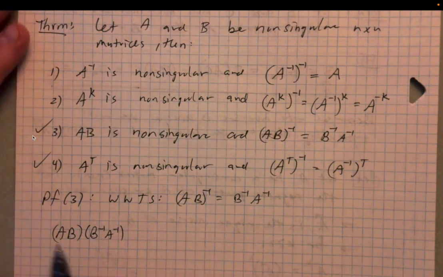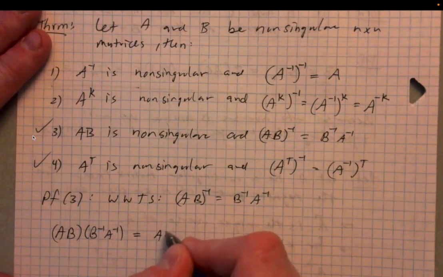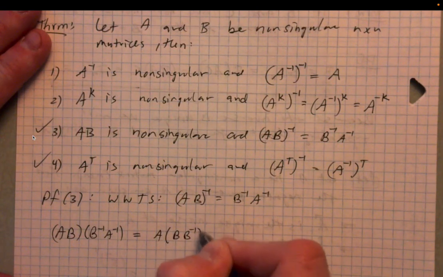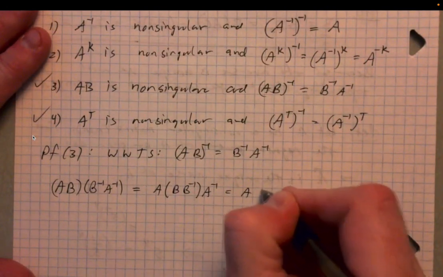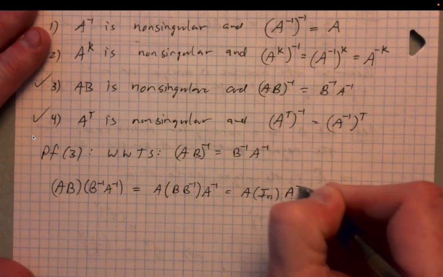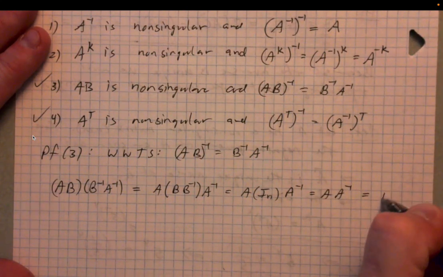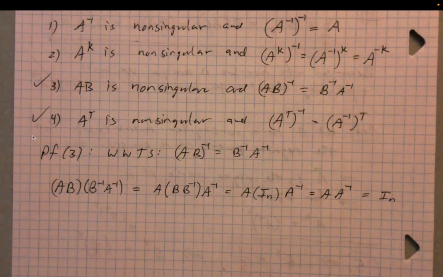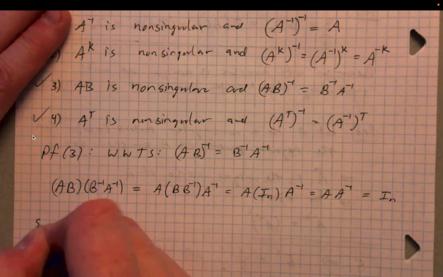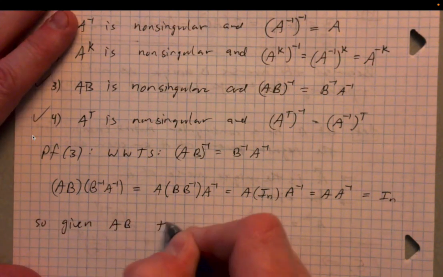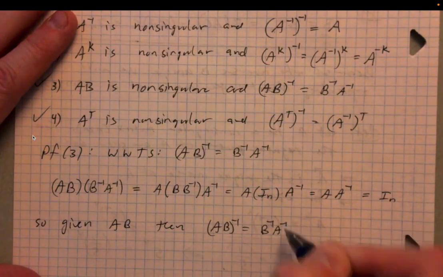Okay, so just multiply those two together. Just using associativity here, we have A times B, B inverse times A inverse, right? And that's equal to A times the identity times A inverse, which is of course A times A inverse, which is of course the identity. So given AB, then AB's inverse is equal to B inverse A inverse. We can see that here.